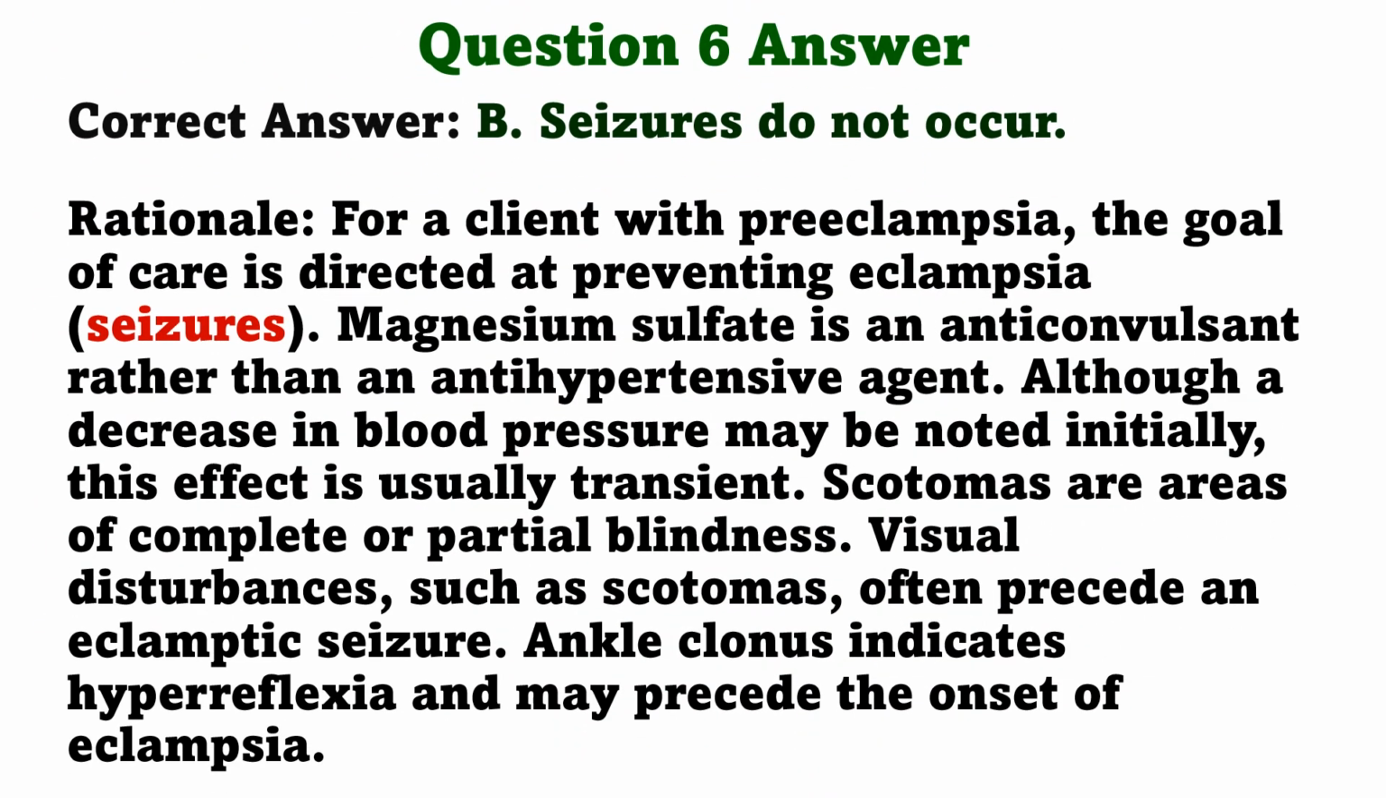The correct answer is B. Seizures do not occur. Rationale: for a client with preeclampsia, the goal of care is directed at preventing eclampsia. Magnesium sulfate is an anticonvulsant, rather than an antihypertensive agent. Although a decrease in blood pressure may be noted initially, this effect is usually transient.